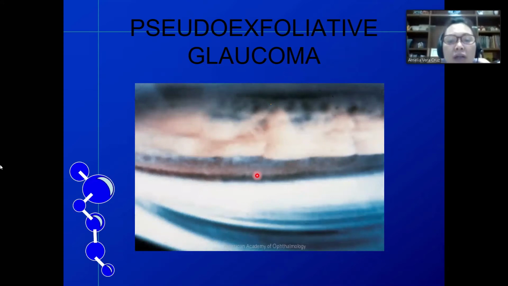Okay. This is your trabecular meshwork na makikita mo marami siyang deposits. Ha? So talagang barado na siya. The angle is wide open, yet there are a lot of whitish material in your trabecular meshwork.